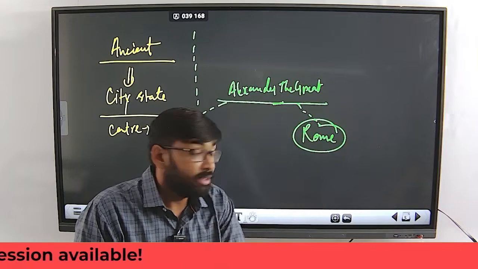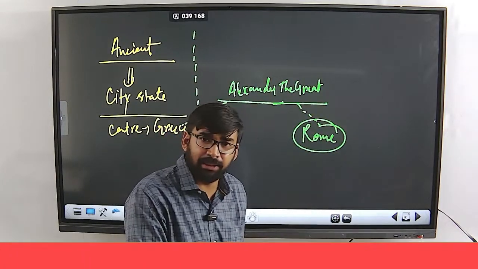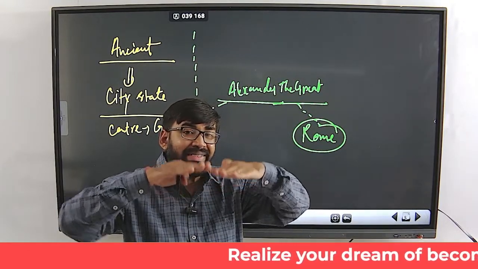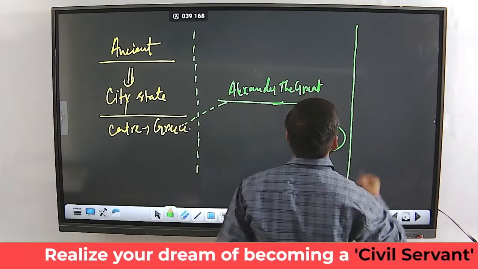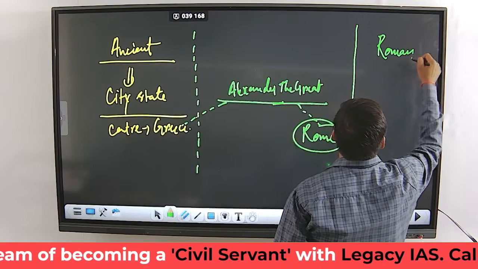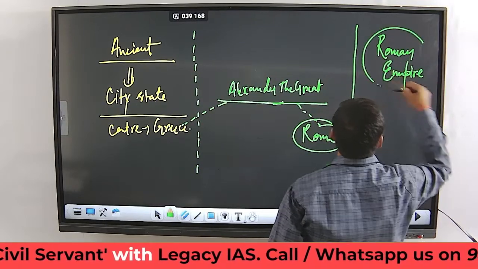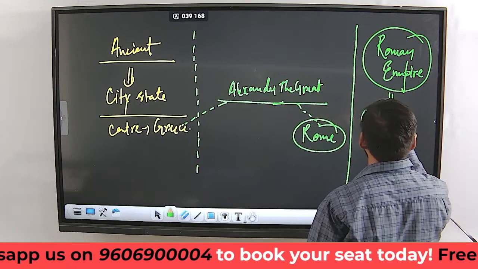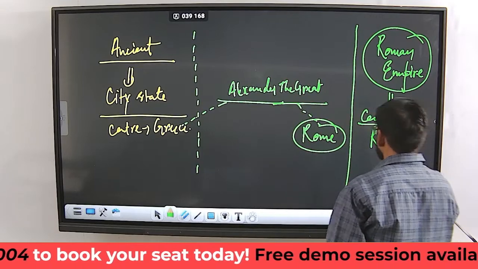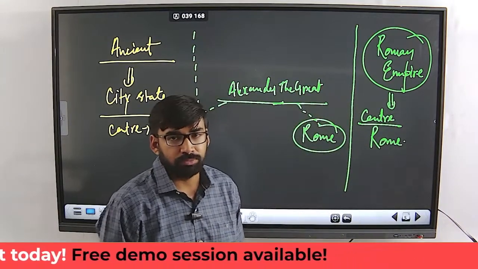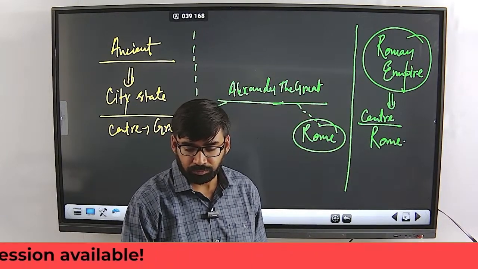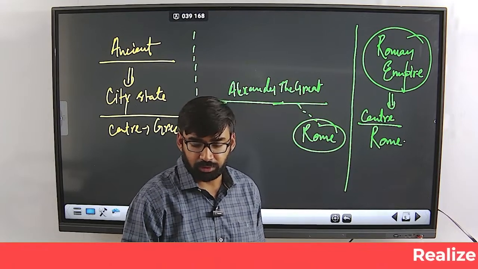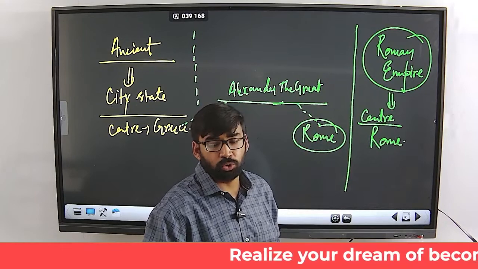Roman Empire was there. And after the death of Alexander, the Roman Empire started expanding, and the Roman Empire also started disintegrating. Now if you see the Roman Empire, here the center of politics was Rome. So the seat was Rome. This much is clear to all of you. This is the most important thing that we need to understand, the shift in the center, from Greece to Rome.